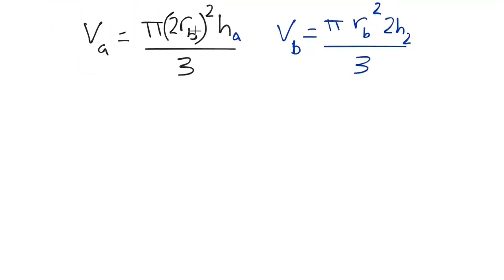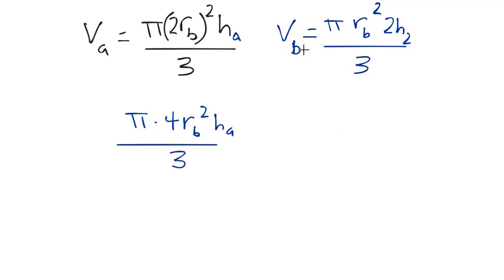So if you notice up here, I guarantee a lot of people are going to forget to put this 2 inside of the squared. Remember, the whole thing is going to be squared because this is the radius of cone A. So if we simplify this a little bit, we'll get pi times 4 times r of b squared times the height of A divided by 3.